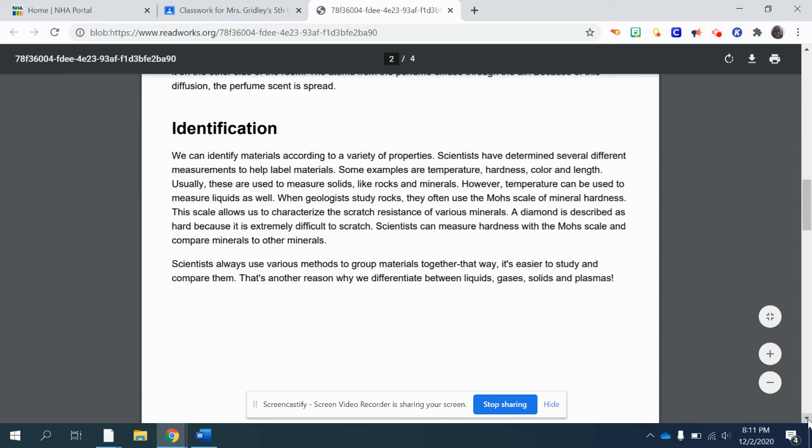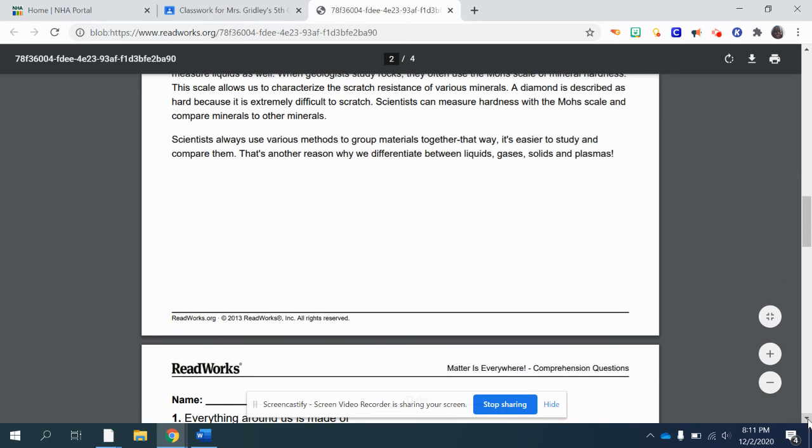Scientists always use various methods to group materials together. That way, it's easier to study and compare them. That's another reason why we differentiate between liquids, gases, solids, and plasmas.